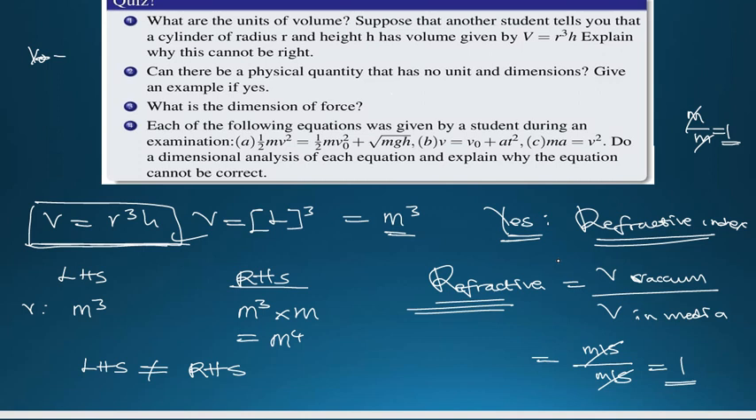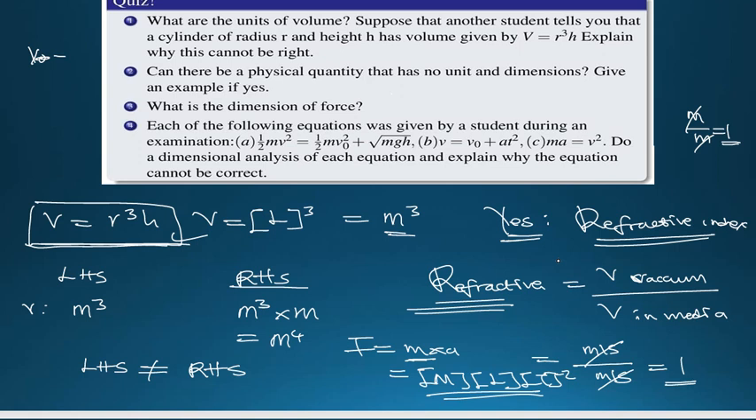What about the units of force? This is what I was doing. Force is mass times acceleration. Go ahead and do the dimensions. The dimensions of mass is M. What about the dimensions of acceleration? From solving, it is L t to the power negative 2. This is what I was doing.